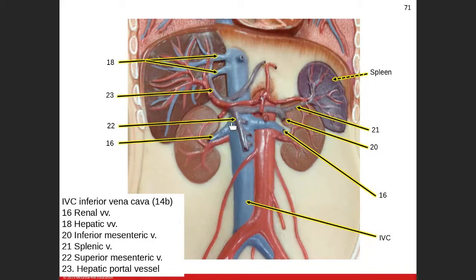Okay? Then you can see there's a vein coming from the spleen. That's the splenic vein. The splenic vein, all right, is going to be horizontal. This guy here is a vertical vein, all right, and that's going to be your inferior mesenteric vein. It's going to join up, dump into the splenic here. Then you got your superior mesenteric vein right here.